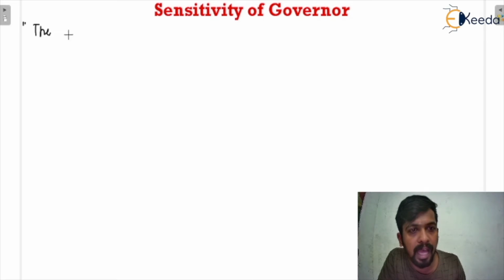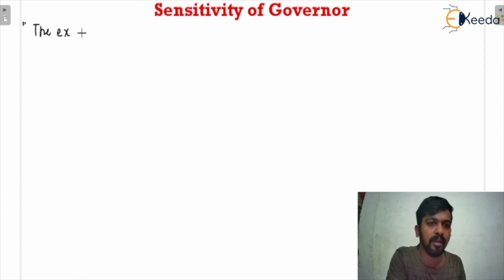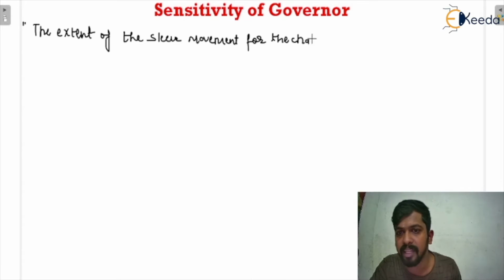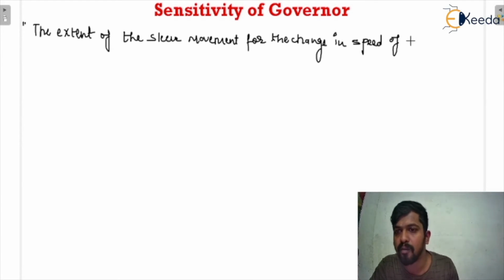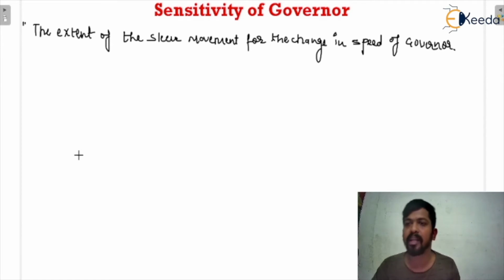I am going to write here, you need to understand. In other words, I am going to explain sensitivity of the governor. But first, what is the definition? The extent of the sleeve movement for the change in speed of the governor, that is basically the sensitivity of the governor, and it is the most desirable property of the governor. I hope you will understand the sensitivity of the governor.